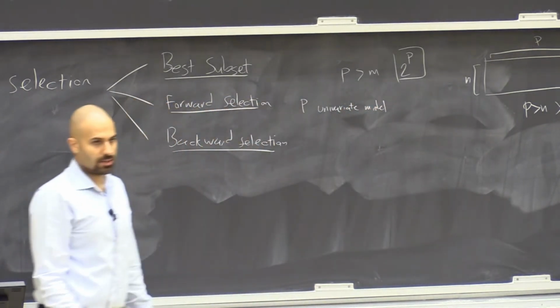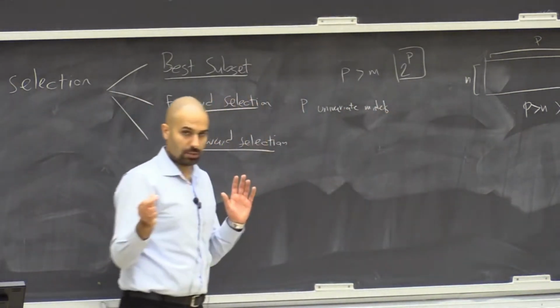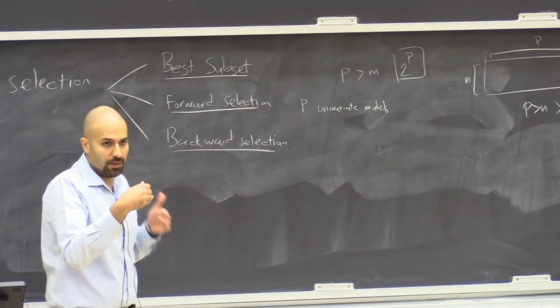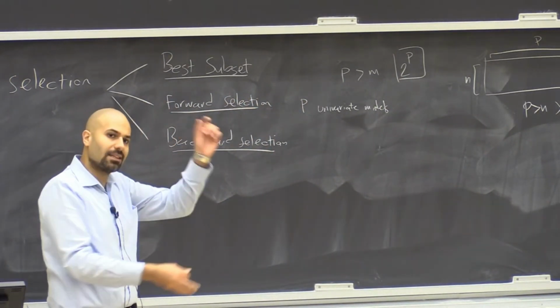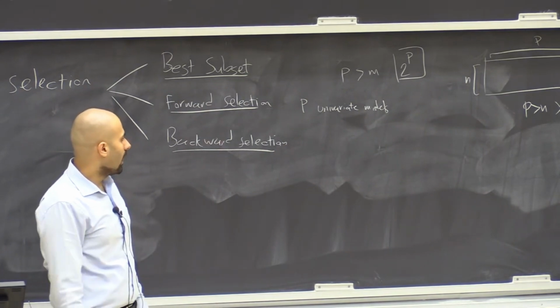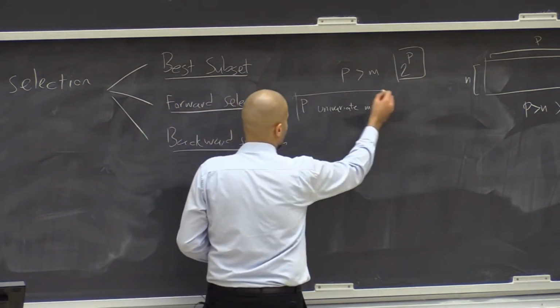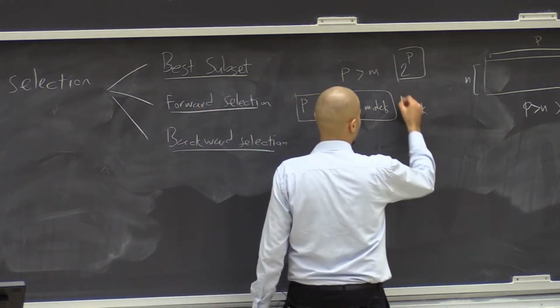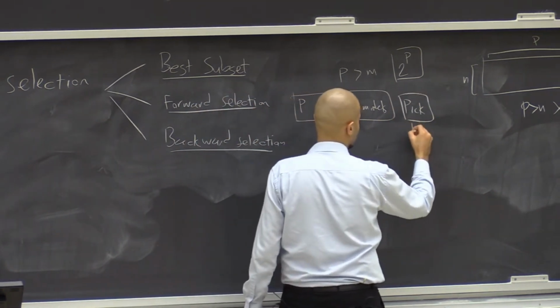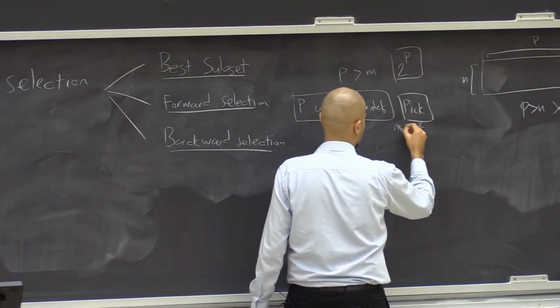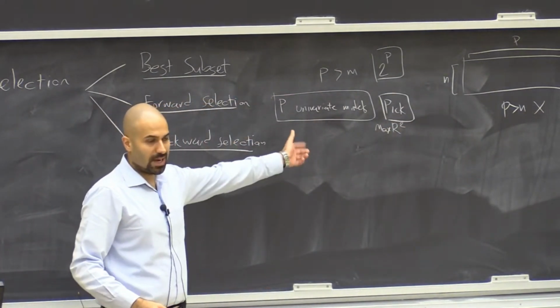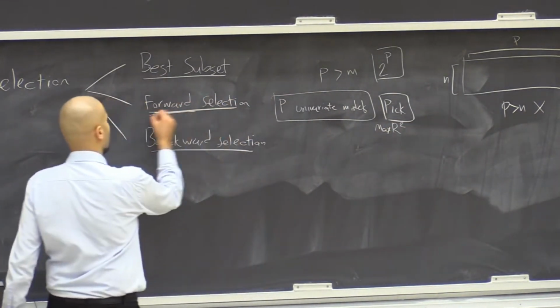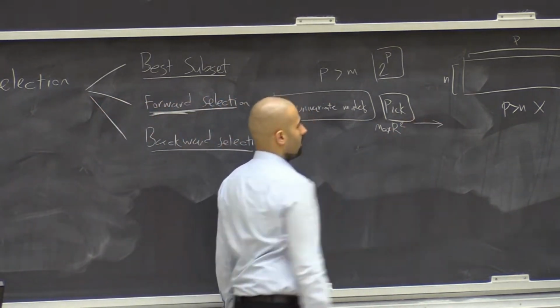We start with P univariate models. So we have P predictors. For each of those predictors, we can fit a univariate regression, right? With that X and Y. And then within these P univariate models, we pick the best one. So we pick the one that, for example, has the highest R squared. We pick the one that maximizes R squared, and as it is called forward selection, we move forward.